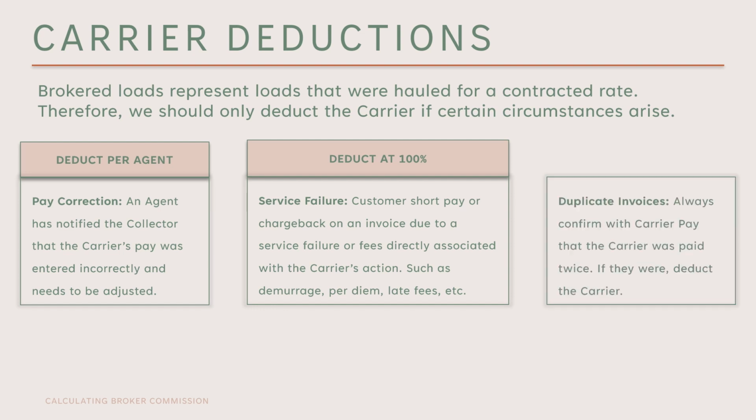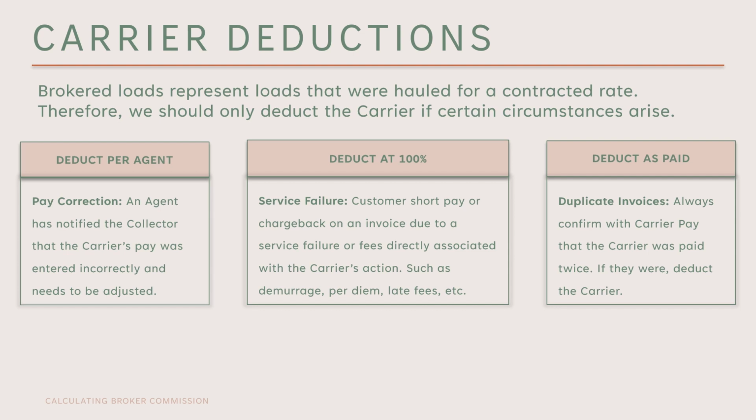And last would be a duplicate invoice. Your customer may come to you and say they've already paid these charges. Can you cancel this? You've confirmed with the agent that it is a duplicate. The last thing you have to do is check with carrier pay, because we want to make sure that the carrier was paid twice before we deduct. If they were, we will deduct the carrier as paid.